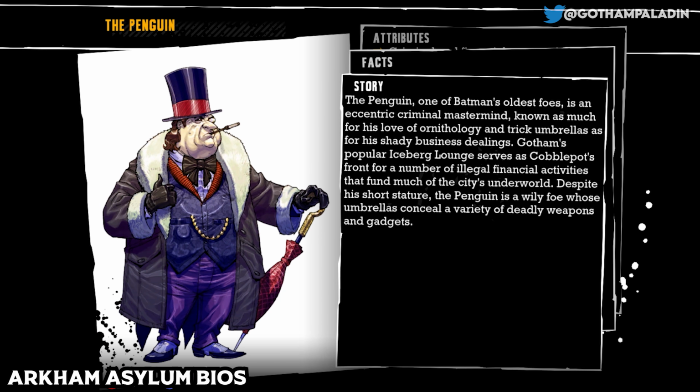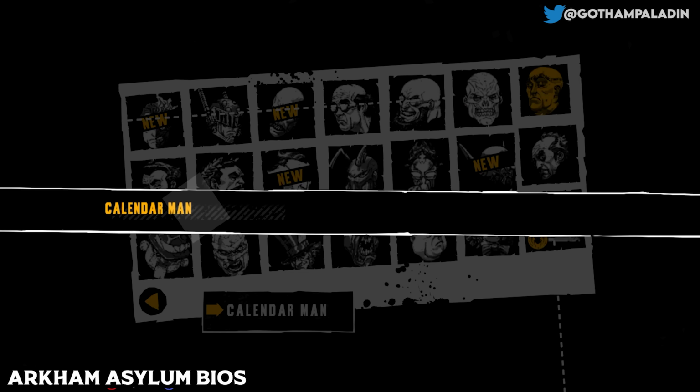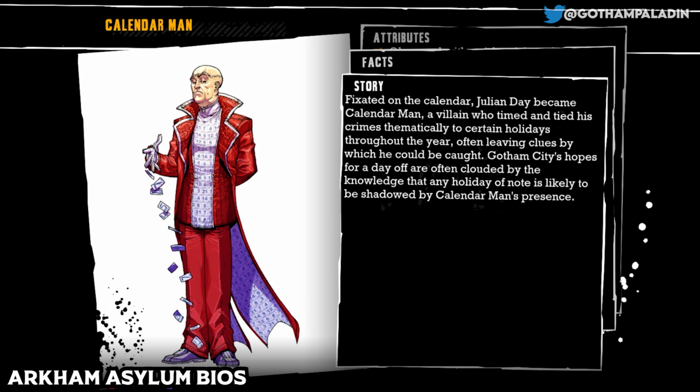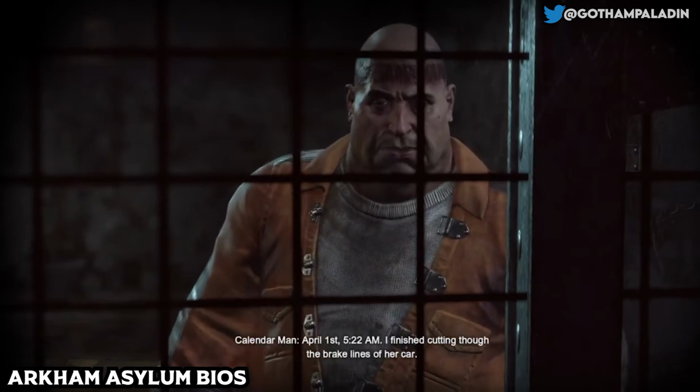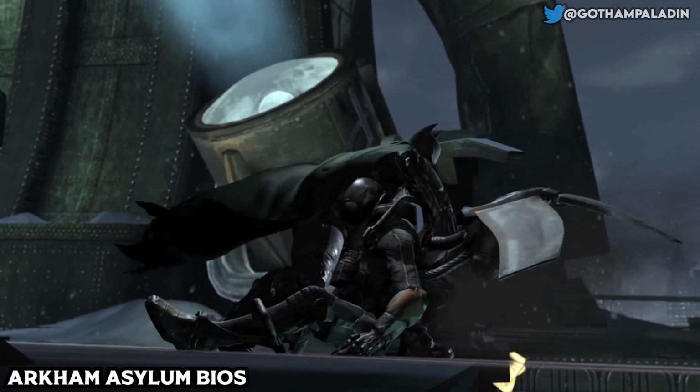Another retcon is with the Penguin here. His name in this universe is Oswald Cobblepot. His name's actually Oswald Cobb. Everyone knows that. It's so weird that this game changed that, right? Also, some of the designs for these characters are just different, right? Like, Calendar Man here in Arkham Asylum looks more slim than the one we see in Arkham City, and Firefly has a different suit in Arkham Origins, that kind of thing, right?